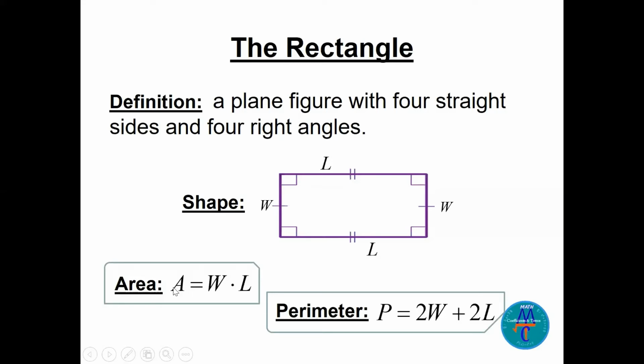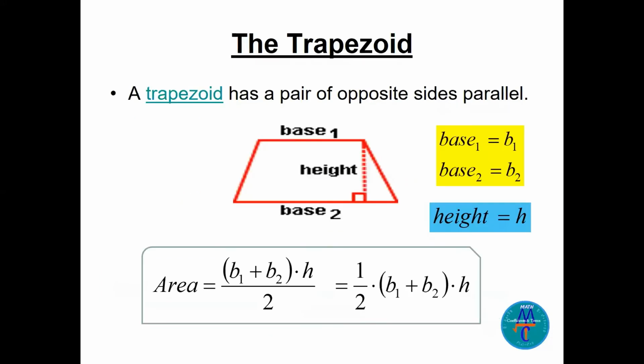If you need the area, it's W times L, width times length. If you need the perimeter, you add W plus L plus W plus L, which is 2W plus 2L. Just remember these nice formulas.